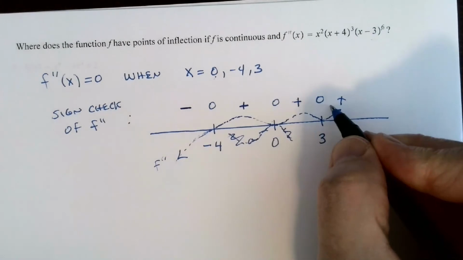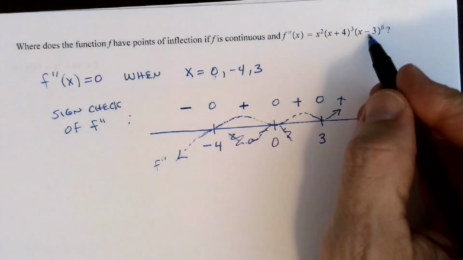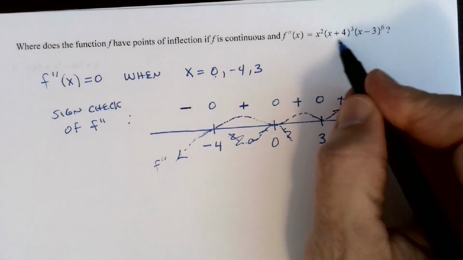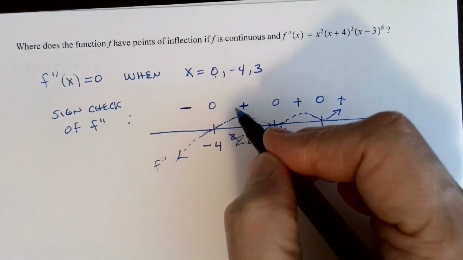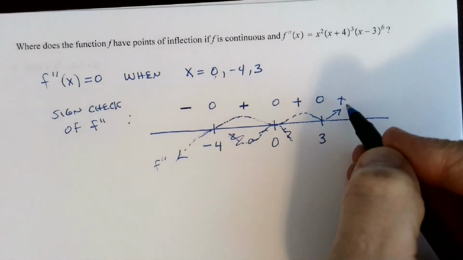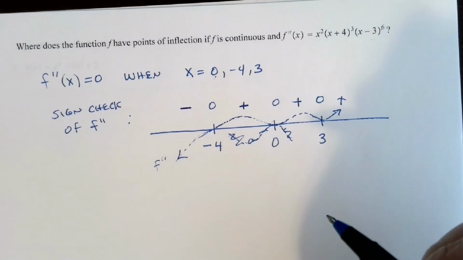But there's the sign check. And you can see that because, again, for any value of x, this term and this term are positive. So the sign is basically the sign of x plus 4 cubed. Right? And x plus 4 cubed is negative if x is less than -4, positive if x is greater than -4. Okay. So how many inflection points does f have?